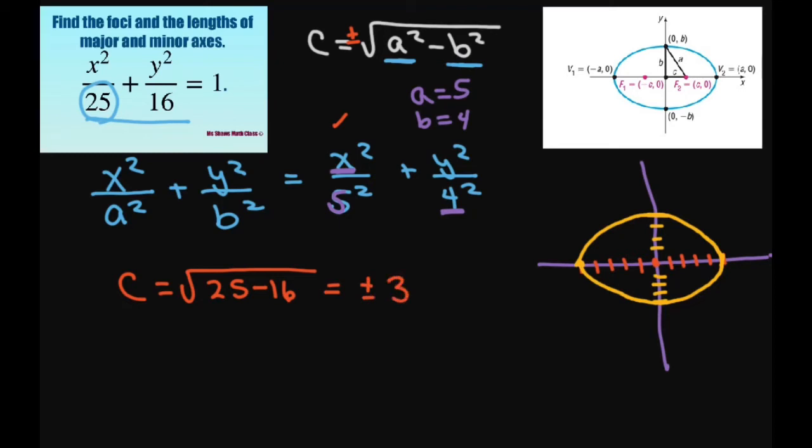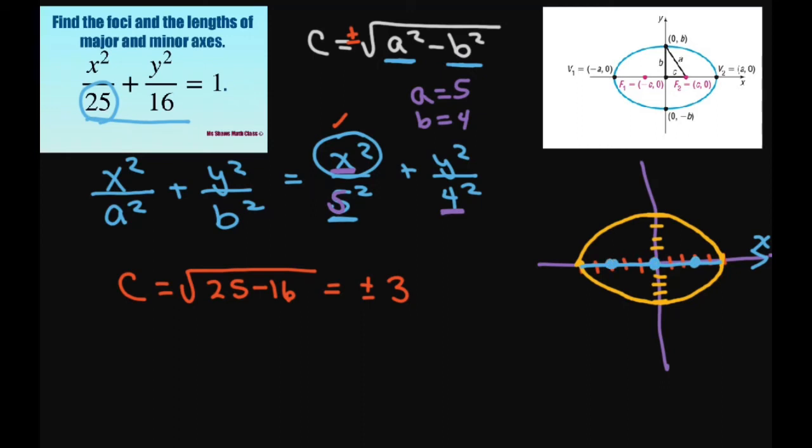So that means, and it always goes on your major axis. Your major axis is the longer one. So it's whatever the bigger number goes under, the x. So it's on your x-axis here. So that's where you're going to put your foci. So you go to the right 3 and to the left 3.